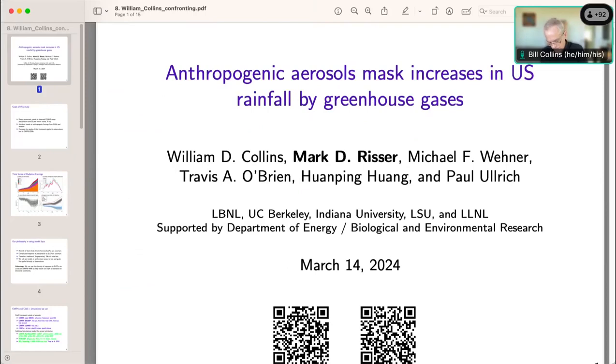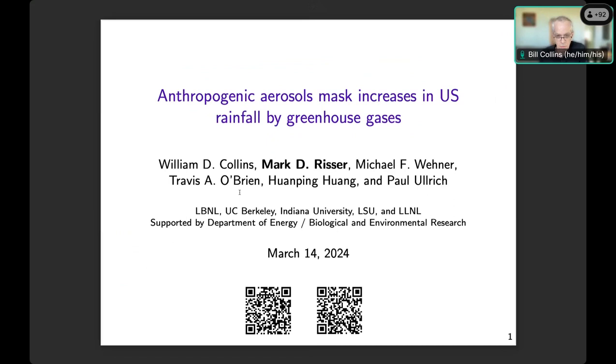What I'd like to talk to you today about is a work that we just published recently. The two papers are given by the QR codes at the bottom. The right one corresponds to a paper that just appeared in Nature Communications in February of this year. And in those papers, I worked with a team of people who are part of a project I lead on extremes to examine how aerosols and greenhouse gases have conspired to alter rainfall over the continental United States. And this is really a partnership between myself as a climate physicist and Mark Risser, who's a climate statistician.